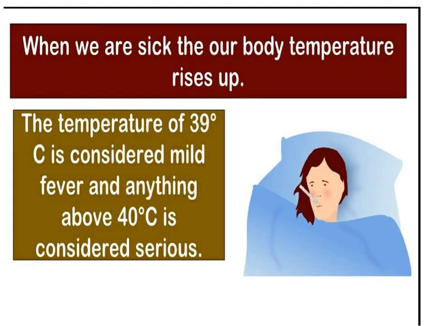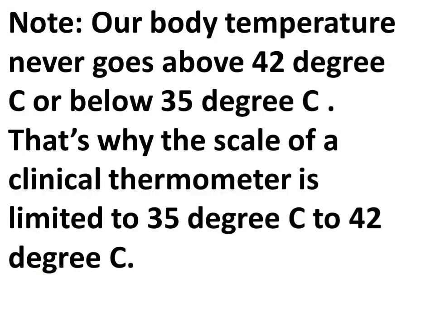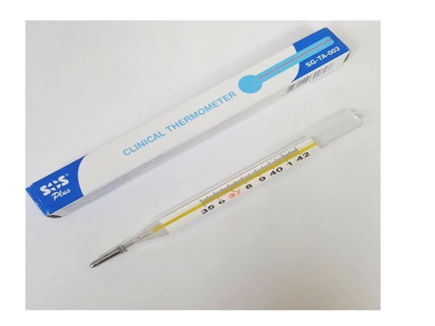When we are sick, the body temperature rises. A temperature of 39 degrees Celsius is considered a mild fever, and anything above 40 degrees is considered serious. We need to note that our body temperature never goes above 42 degrees Celsius or below 35 degrees Celsius. That's why the scale of a clinical thermometer is limited to 35 degrees Celsius to 42 degrees Celsius, as you can see in this picture as well. It is from 35 to 42, and it's a clinical thermometer.